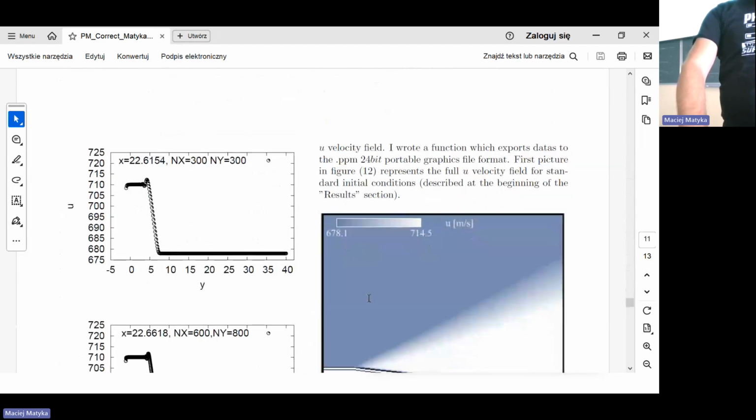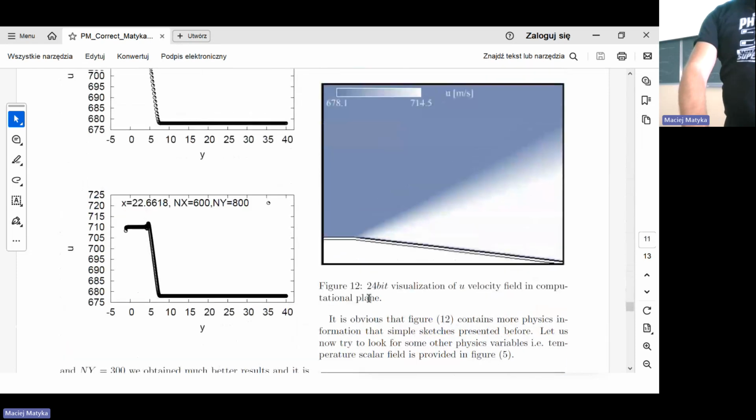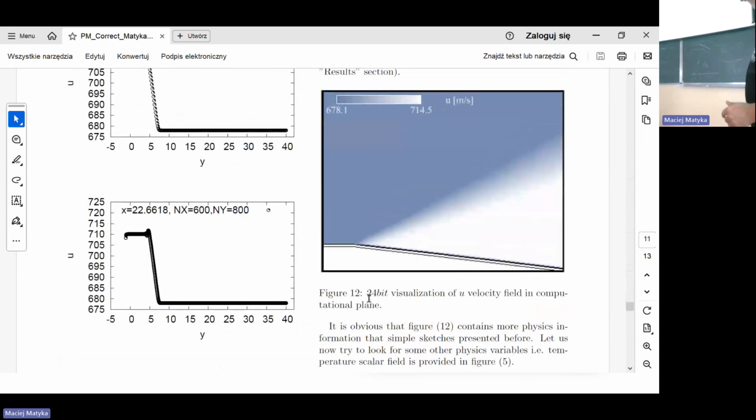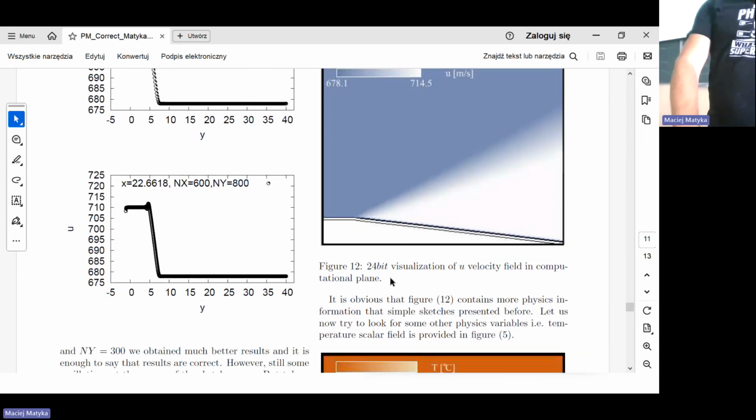Let's see what is there. Yeah, I basically got the velocity distribution over this step, and this was then compared to some solutions from the book, and they were right. Basically, what is there is the velocity change from Mach 1 to Mach 2, which was basically a kind of shock wave on the corner.